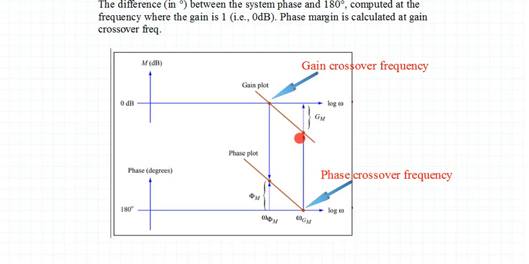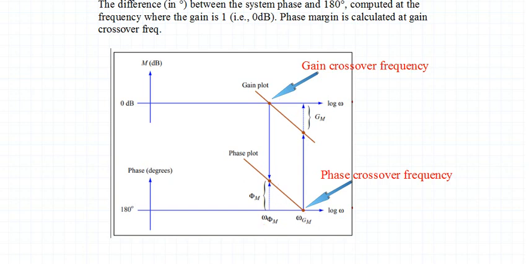And what is phase margin? Phase margin is obtained by first projecting the gain crossover frequency on the phase plot. Then take the difference between the intersection of the projected point on the phase plot and the 180-degree line. So these four parameters are very essential.